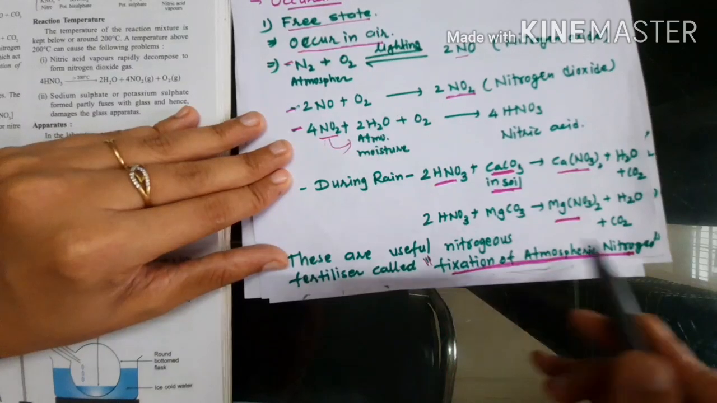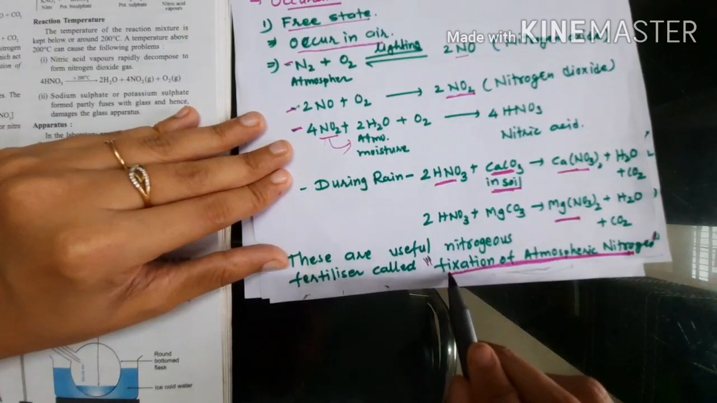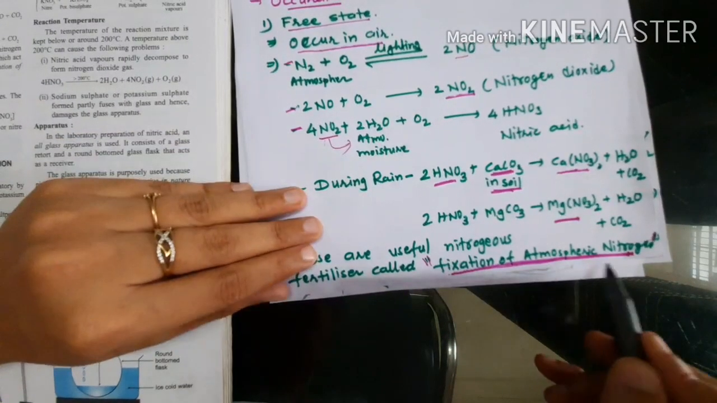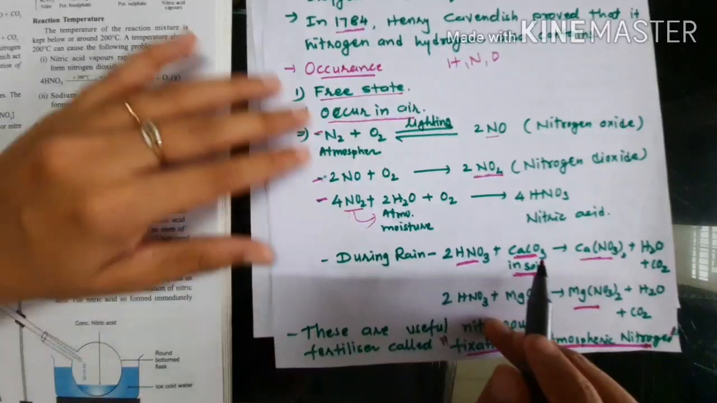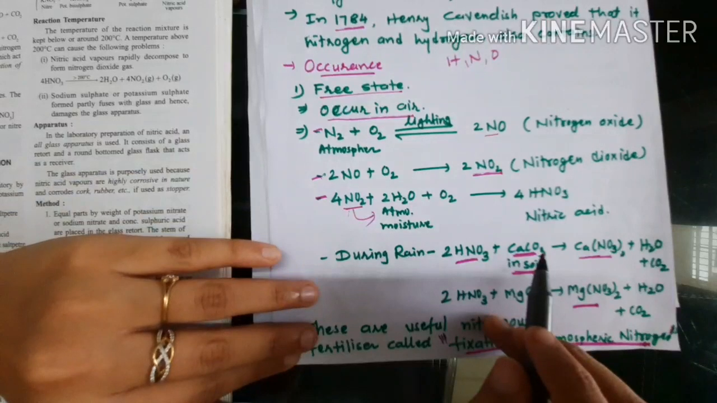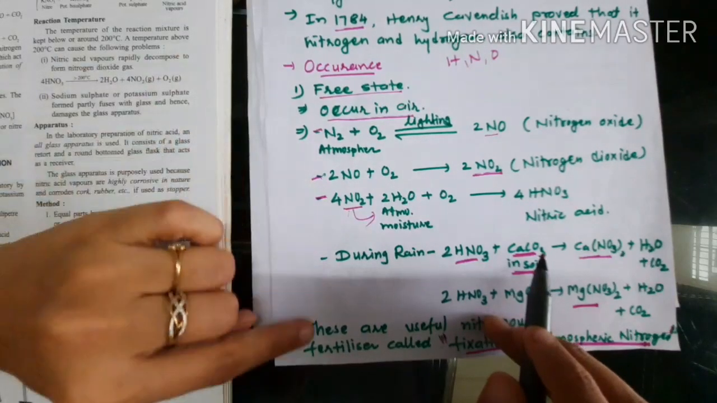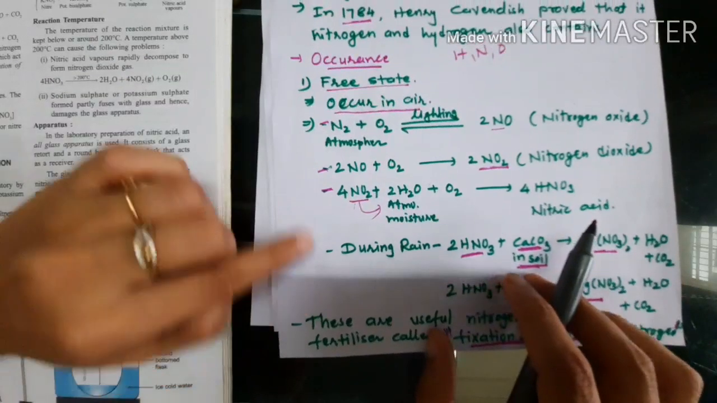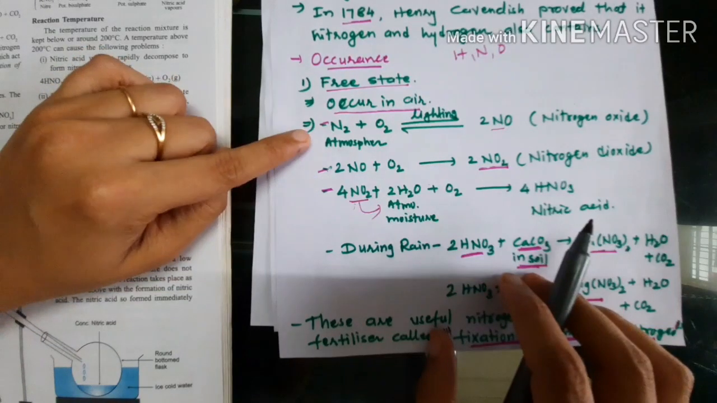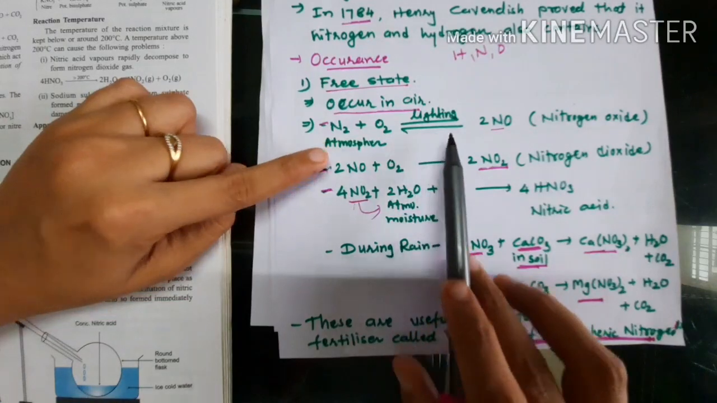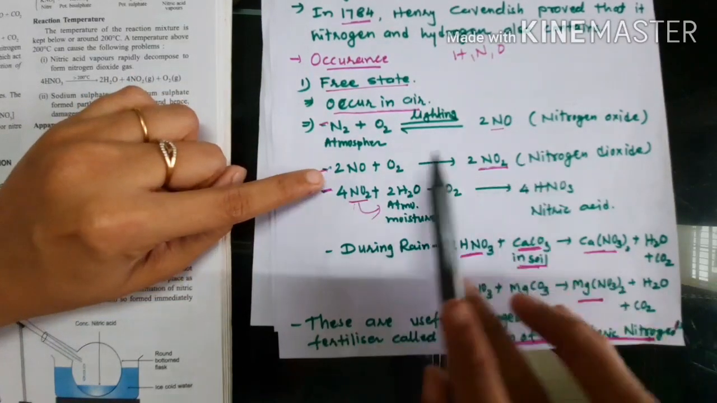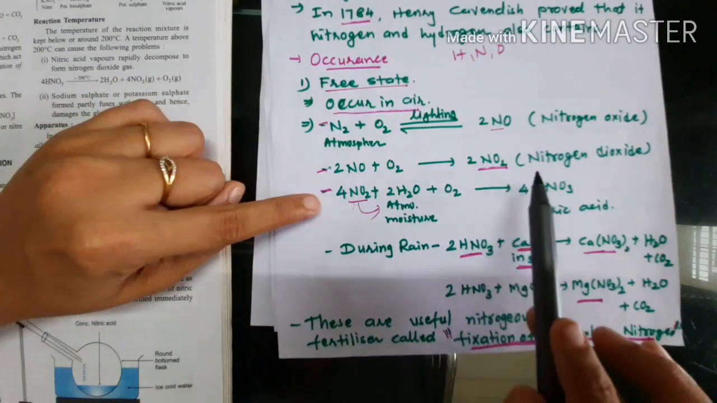Okay, underline it in your textbook, it is given. It is called fixation of atmospheric nitrogen. I hope you understand this is the free state of nitric acid. Very important, the full reaction is very important. It is present in the atmosphere. How does it react in the atmosphere? Nitrogen reacts with oxygen in the presence of lightning, converting into nitrogen monoxide, then nitrogen dioxide.